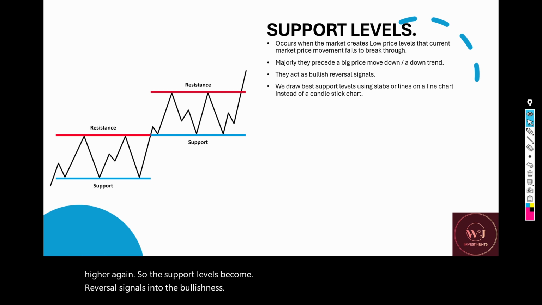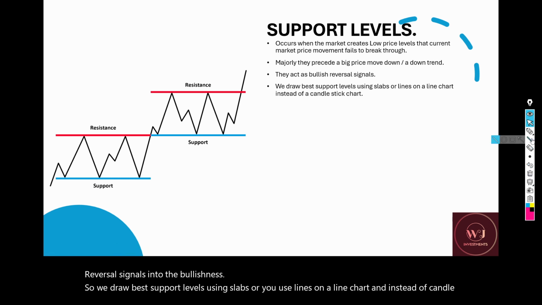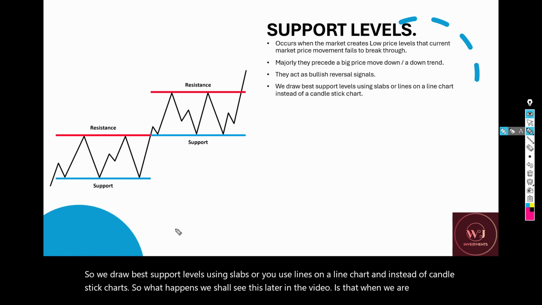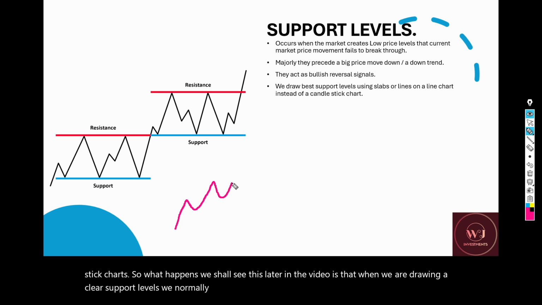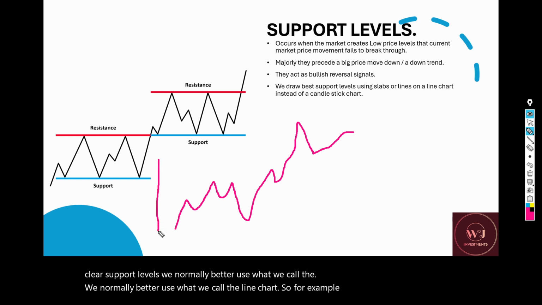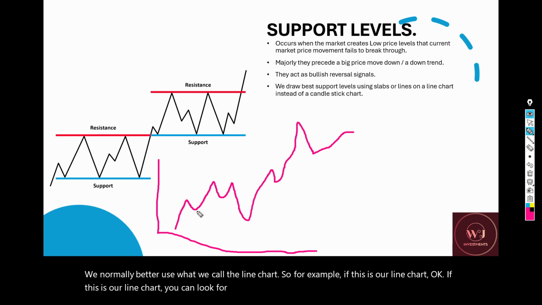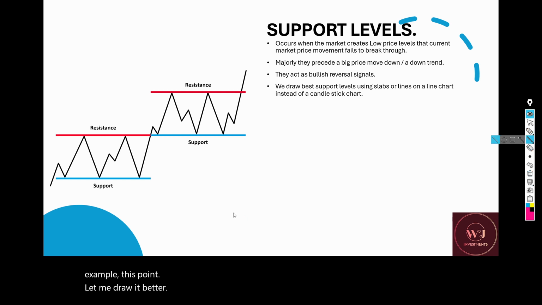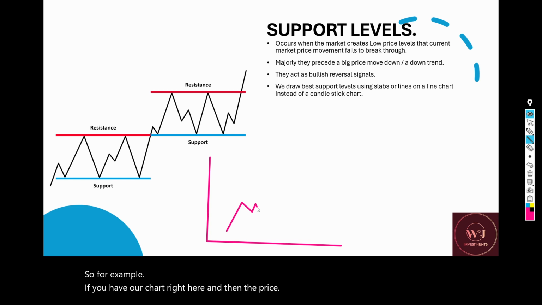So we draw basic support levels using slabs, or you use lines on a line chart instead of candlestick charts. What happens, we shall see this later in the video, is that when we are drawing clear support levels, we normally better use what we call the line chart. So for example, if this is our line chart, we can look for points whereby the market used to go high. Let me draw it better.